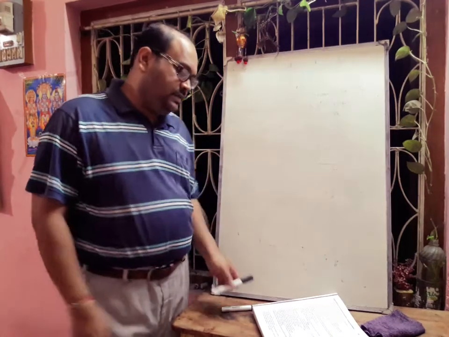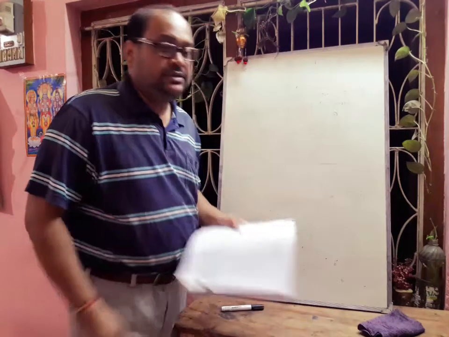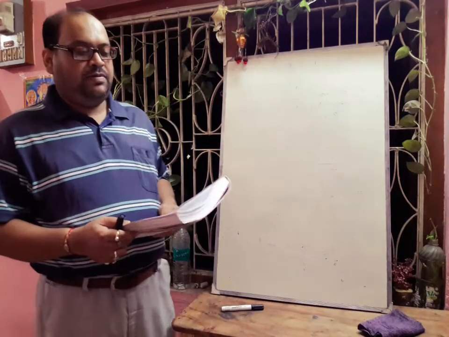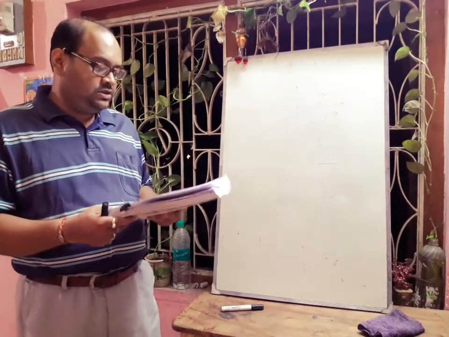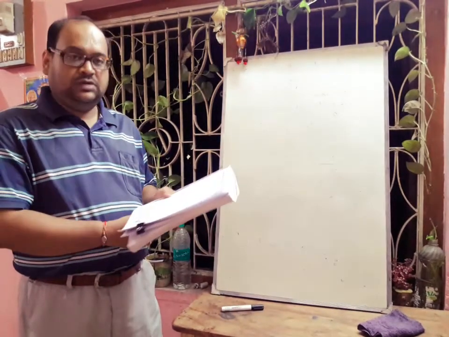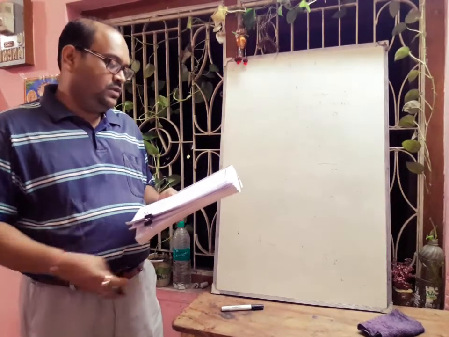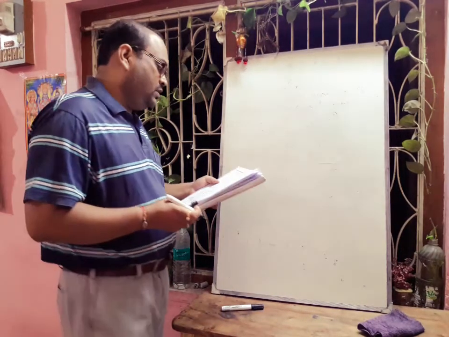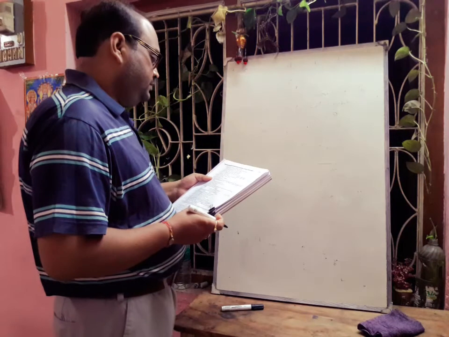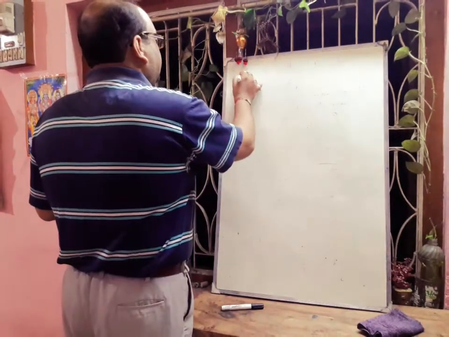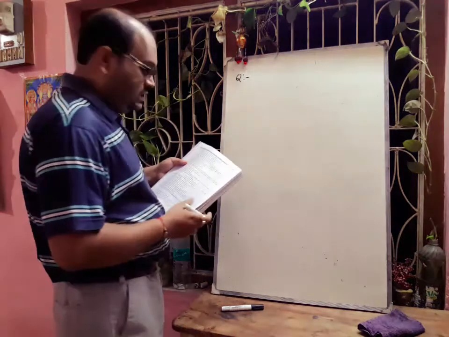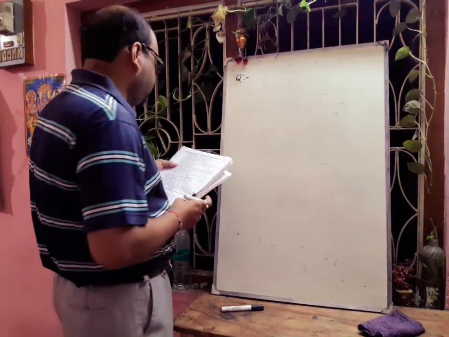So your first chapter is periodic properties and variation of properties, physical and chemical. From this chapter I am giving some questions and also discussing their answers. The first question is given. We are discussing the board's previous years' questions.